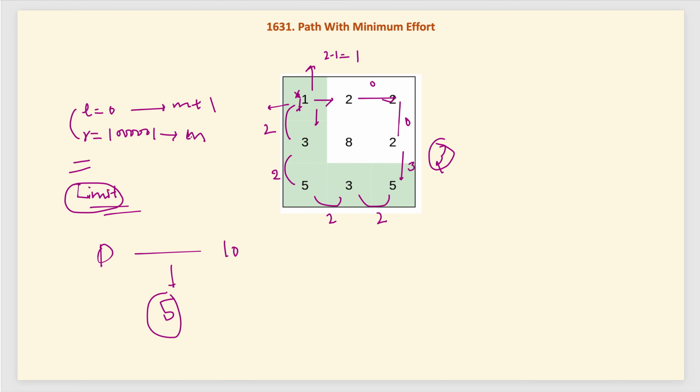I will check whether there is a path with a minimum effort of 5 that is satisfying. Yes, there is, there is a 3 as well as a 2. Now we will reduce R to this. So now 0 to 5, and in 0 to 5 the mid will be 2. Now we say there is a path, this green path. So it is satisfied. Now again we reduce our R, from 5 to 2.